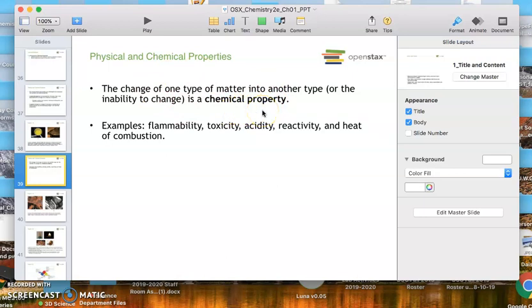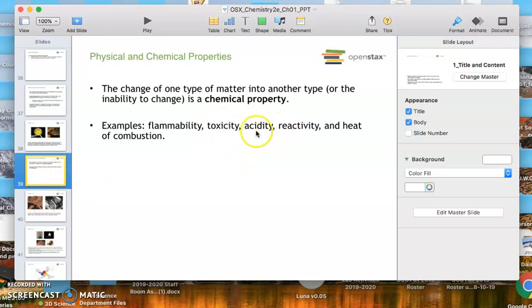So what is a chemical property? Chemical property examples are flammability. If something's able to catch on fire and explode, possibly, that is a chemical property. Toxicity, acidity, reactivity, heat of combustion. So a lot of things we're going to talk about in this class, some of those will be chemical properties of substances.